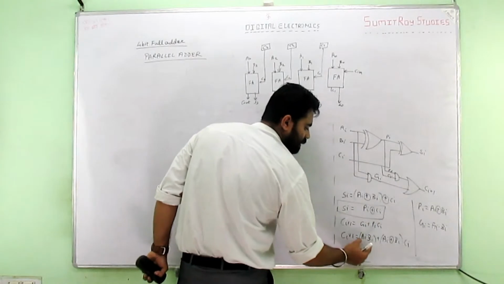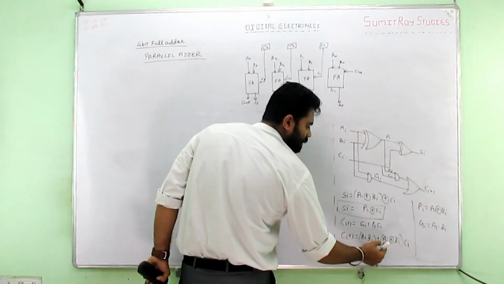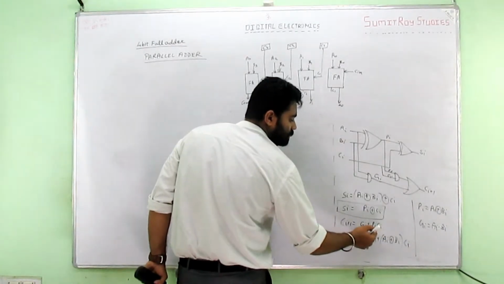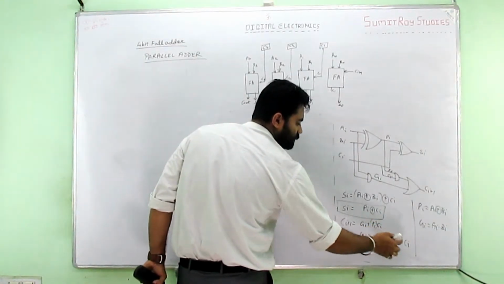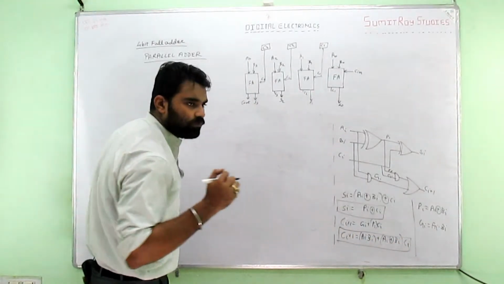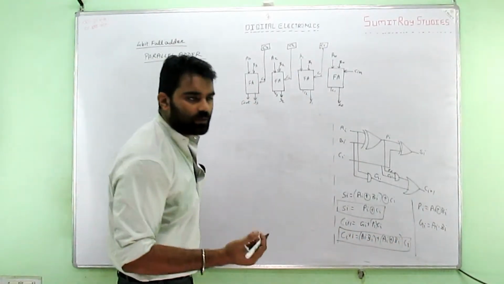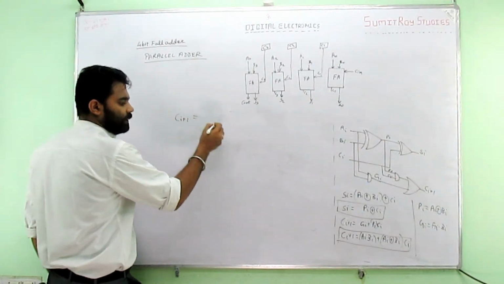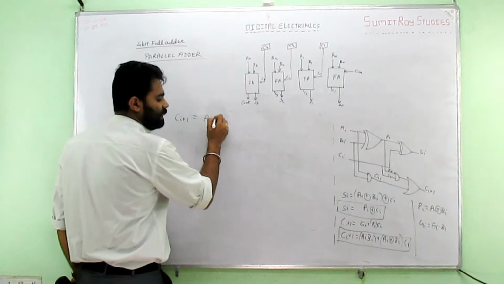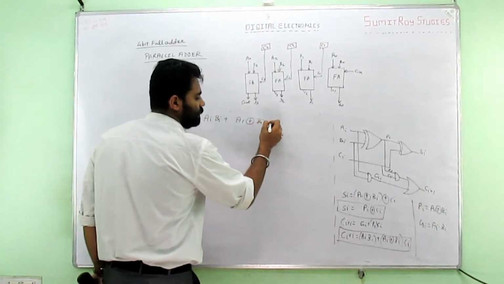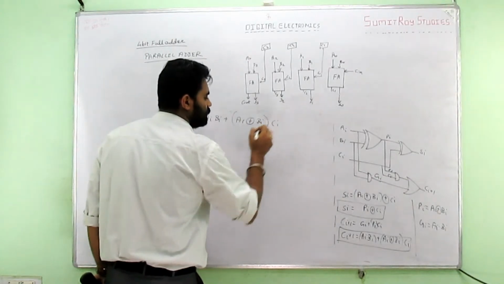Whereas Gi is Ai Bi, so this is Ai Bi plus Ai exclusive OR with Bi, and dot Ci. So this is Pi dot Ci. This is what Ci plus 1 is. We are much more interested in the carry part, so I'll develop this Ci plus 1. I'll write it as Ai Bi plus Ai exclusive OR with Bi and Ci.